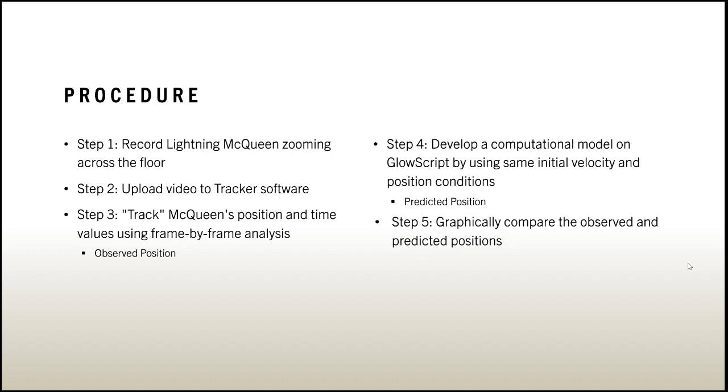So the procedure, step 1, record Lightning McQueen zooming across the floor. Step 2, upload this video to tracker software. Step 3, track McQueen's position and time values using frame-by-frame analysis. This will serve as the observed position. Step 4, find the predicted position by developing a computational model on GlowScript by using the same initial velocity and position conditions. And finally, we'll graphically compare the observed and predicted positions.